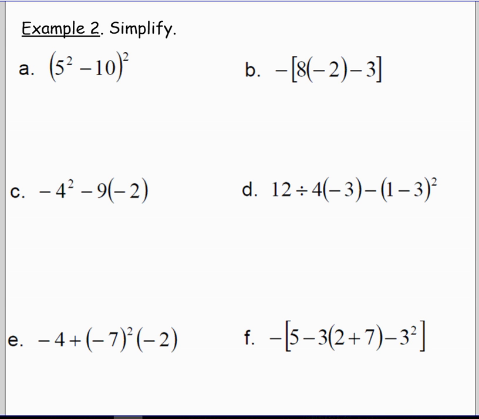Parentheses comes first, and so let's simplify inside the parentheses. We have 5 squared minus 10 inside the parentheses. So let's take our 5 squared and make that 5 times 5, which is 25. And then we'll copy down the rest of the problem. So we still have to finish working inside of our parentheses. 25 minus 10 is 15. So then we have 15 squared. And 15 squared is 15 times 15. And so our final answer is 225.